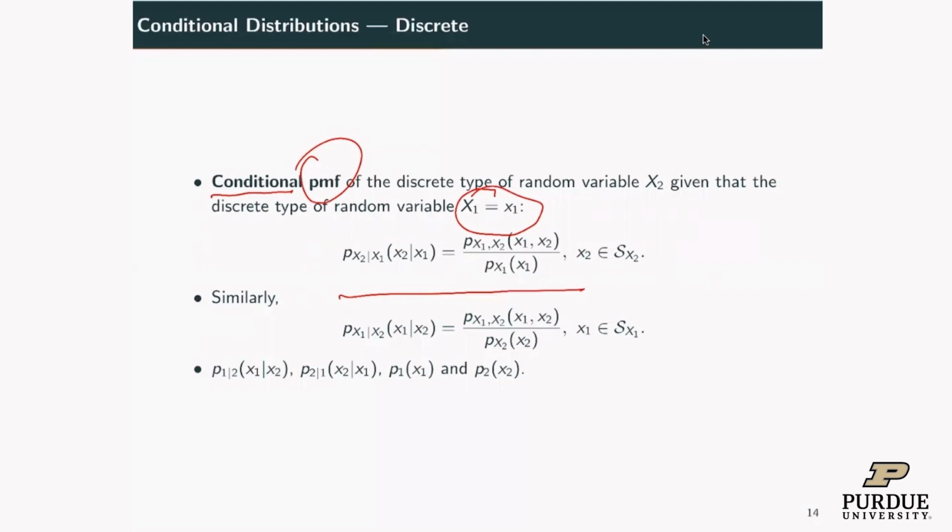Similarly, you can get a conditional PMF of x1 given x2. Some common notation: for example, I can use P12. So this is x1 given x2. Or P21, this is x2 given x1. This is marginal, this is conditional. So this is how we define the conditional PMF. We know x1 is little x1. Now what is the distribution of x2?